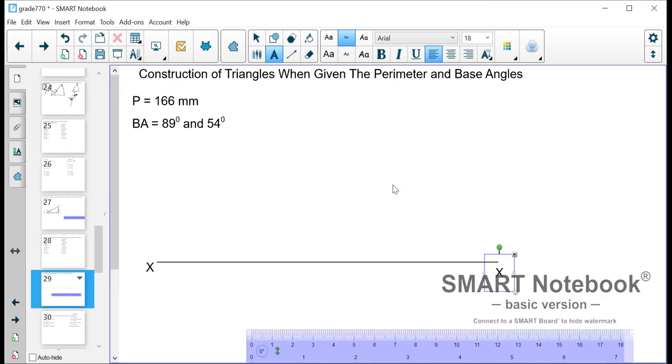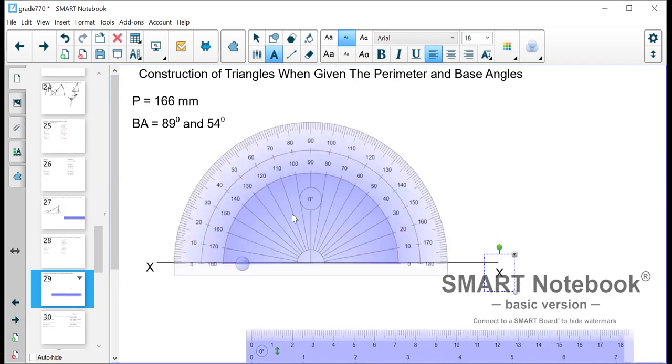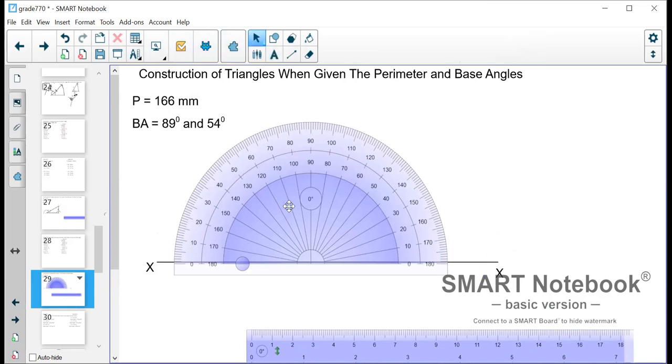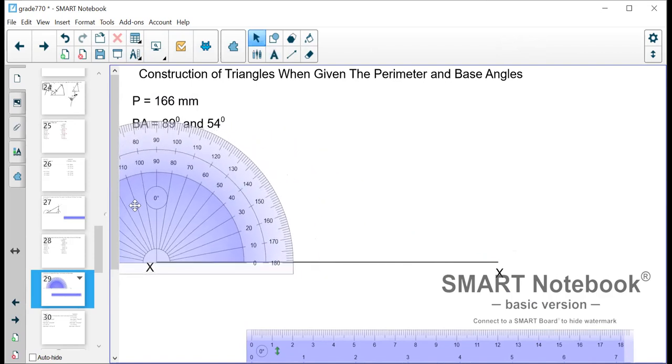Now, having this baseline, what I'll do is obtain the two angles. I'll use my protractor, because those two angles might be impossible to construct, so I'll use the protractor to find those angles.